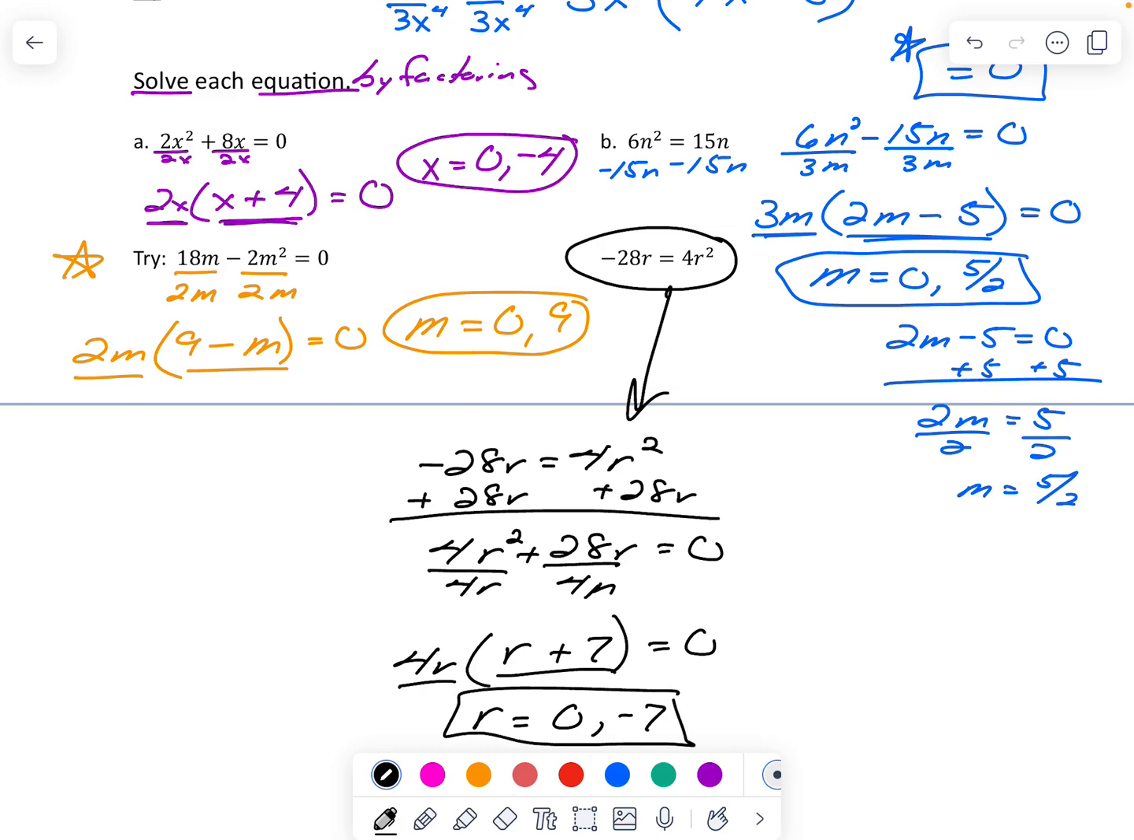And there you go, a lot to digest. Factoring out the greatest common factor, and then also solving by factoring, by setting each factor equal to 0. Once it's in its factored form, the equation must equal 0 in order to apply that property.